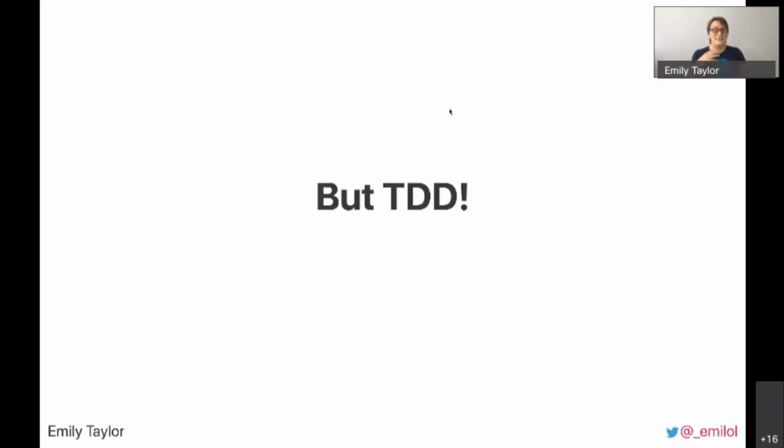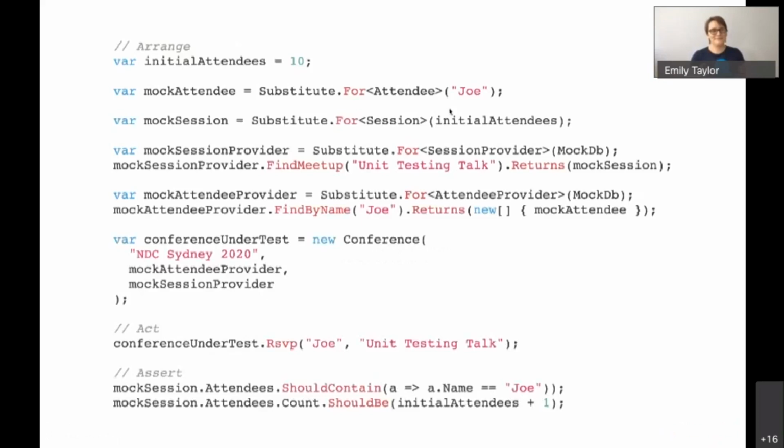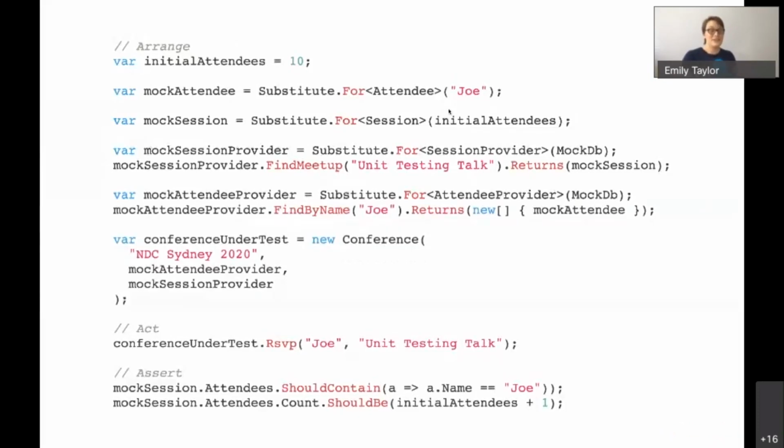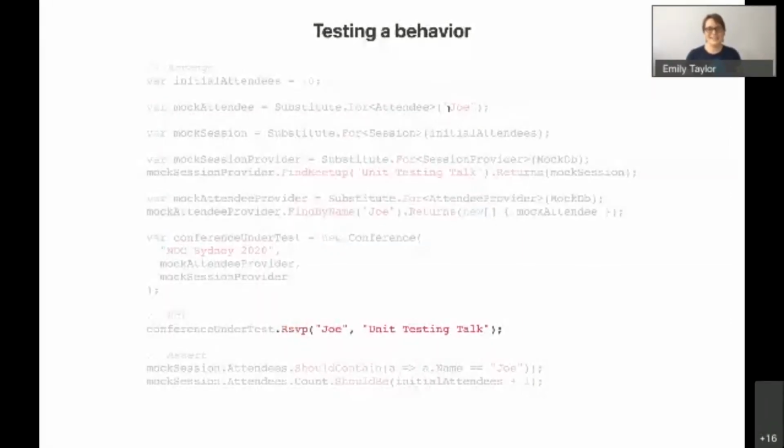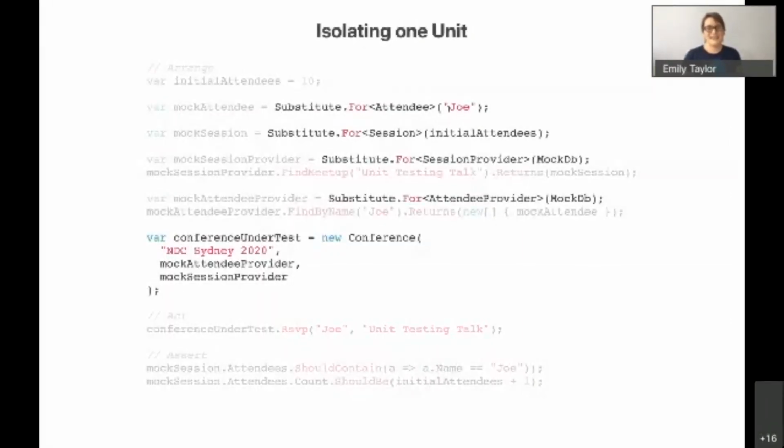And I hear you, because what about TDD? The single responsibility principle, the idea of a unit, that's one thing, but test-driven development has always told us to test one thing. This is a best practice that we've all come up with. We have a behavior that we're testing, and we're isolating out one unit in order to test it.